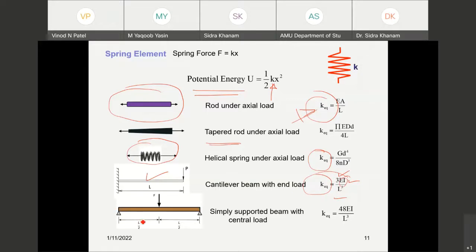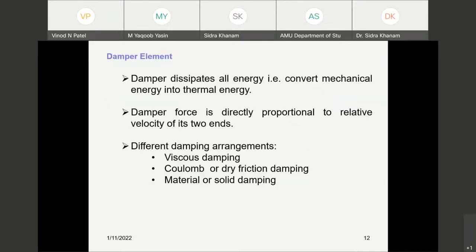And in the same way for the simply supported beam, there are a number of components which I have not included. This is just the introductory part, because most of you already know about spring elements and other things; I am just brushing up some fundamentals. And in the same way, the damper element will dissipate energy and convert that mechanical energy into thermal energy.